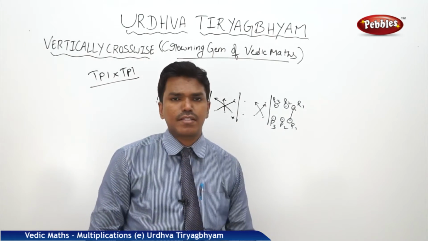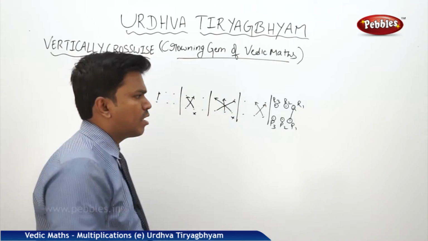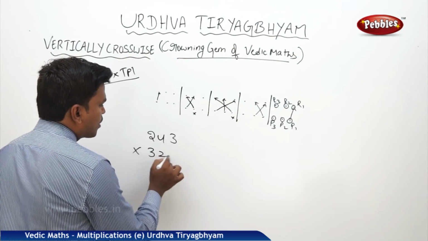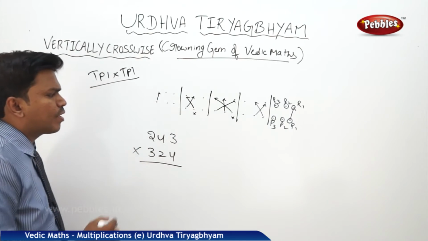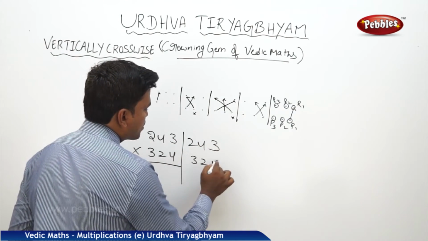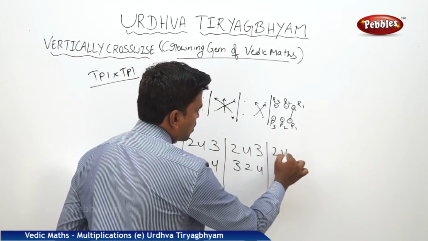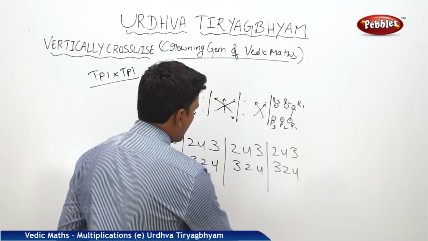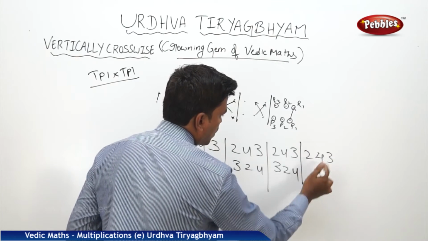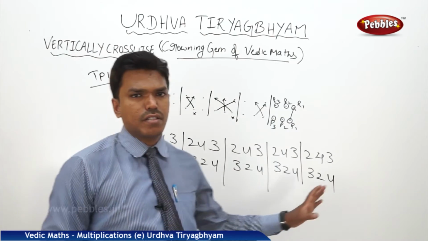Now let us apply the same logic, the same pattern, to triple digit into triple digit. Let us take one example: 243 into 324. I want to multiply 243 into 324. So it again involves how many steps? 5 steps. One, two, three, 4, and one more. Okay, fine. Now let us start the first step.